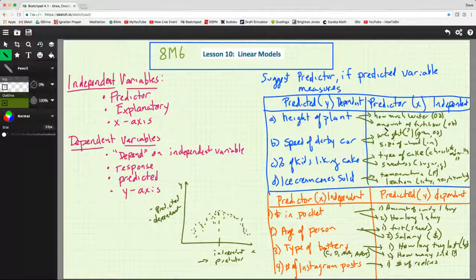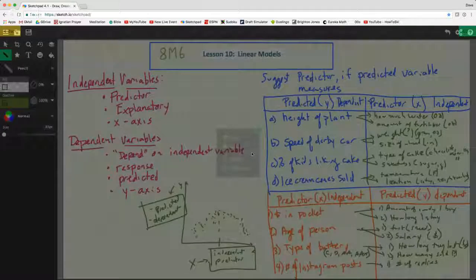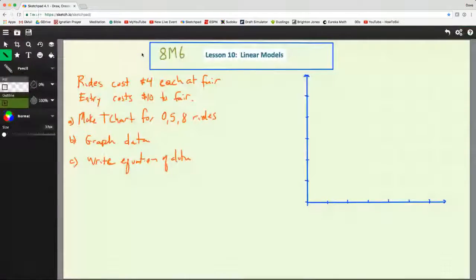So hopefully we get a sense of this. Predicted, independent variables, predictor, independent, predicted, independent. Hopefully we got a better sense of what goes on the y-axis when you're doing scatter plots with statistics and what goes on the x-axis, which are these independent and predictor variables. Okay, let's go forward. And now we're going to start talking about some linear models.